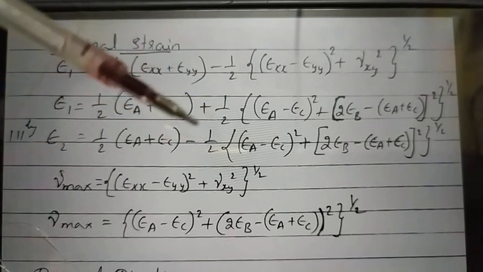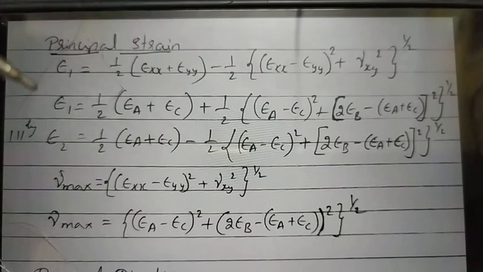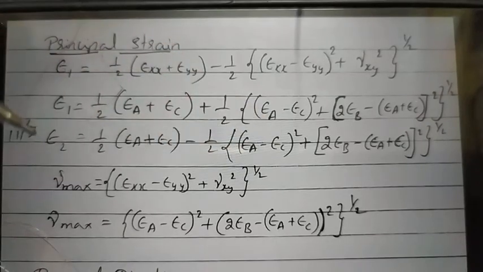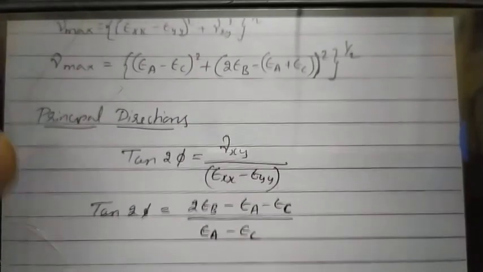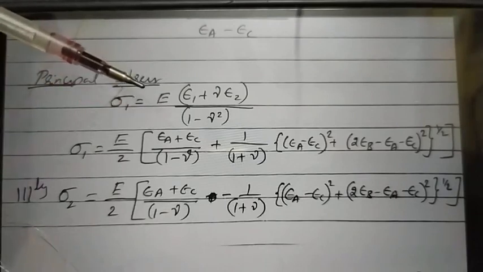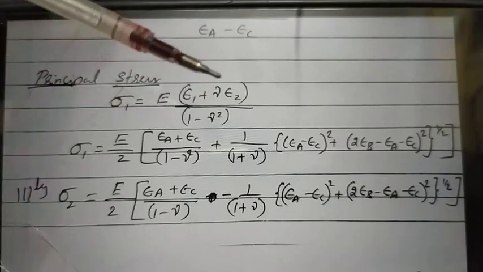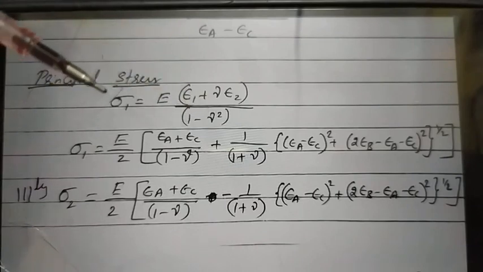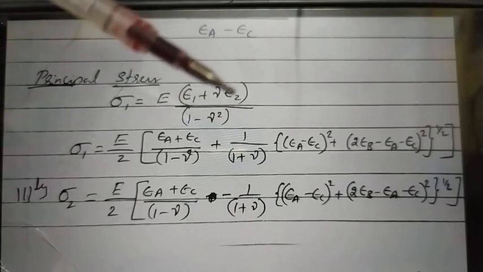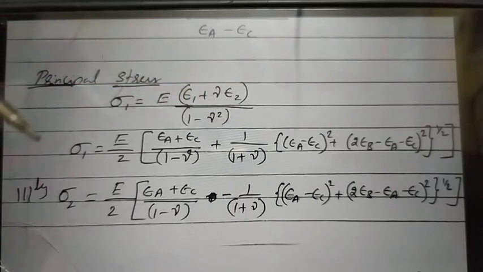In the problem, you just substitute the values and you will find the value of epsilon 1, and similarly you substitute here also and get the value of epsilon 2. After that, you directly substitute the values in this equation. Sigma 1 is equal to capital E into epsilon 1 plus nu into epsilon 2, by 1 minus nu square. Similarly, sigma 2 is equal to capital E into epsilon 2 plus nu into epsilon 1, divided by 1 minus nu square. Those are the principal stresses sigma 1 and sigma 2 which you are going to determine.